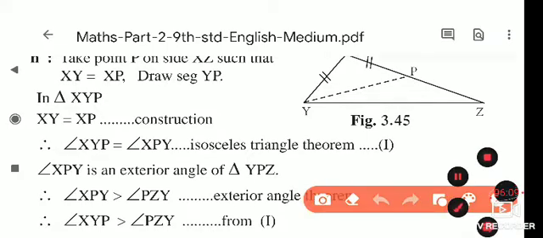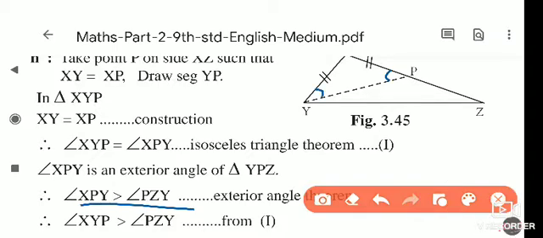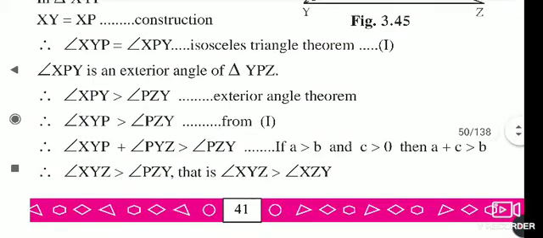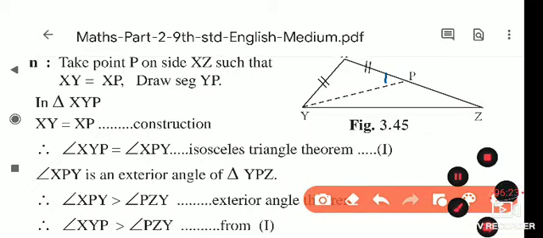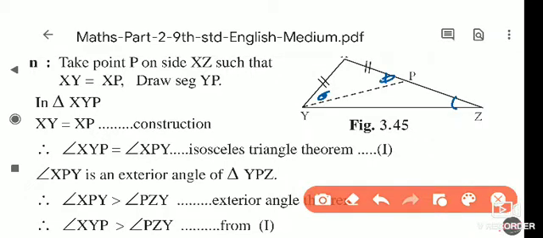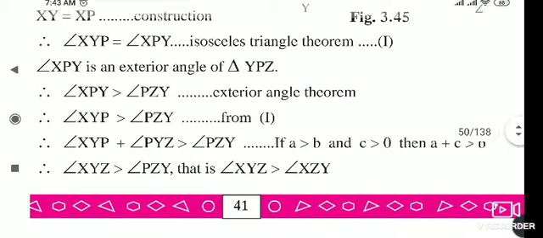Now xpy is greater than pzy, and this xpy is congruent to xyp. From this we can say that this angle is greater than that, and these two angles are congruent to each other, and that's why this angle xyp is greater than pzy. In that way we can prove this.